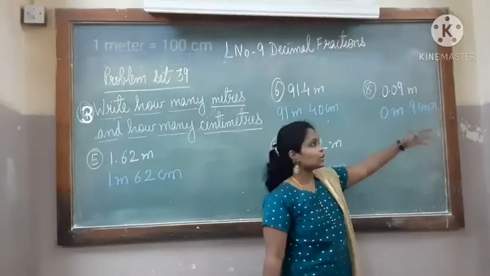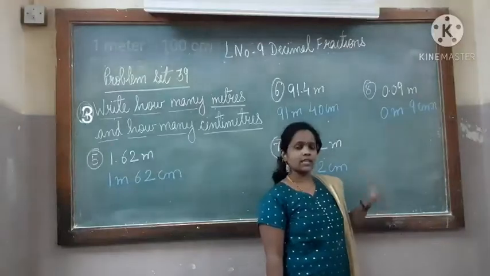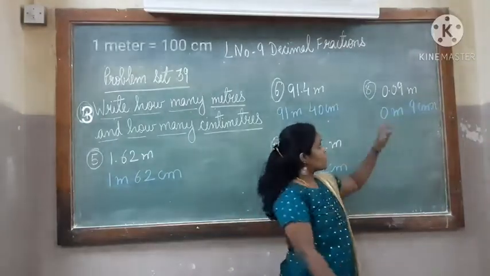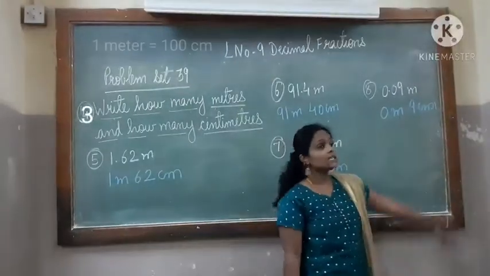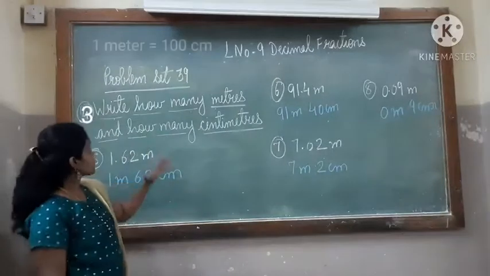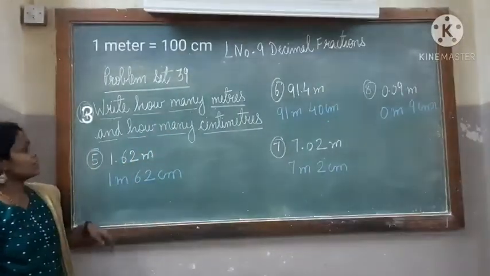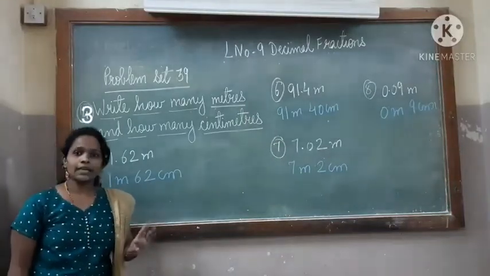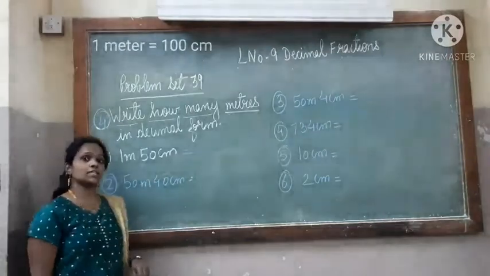If you want, you can write 0.9 centimeter. The answer is correct because here the 0 has no value. So the answer is 0 meter 9 centimeter. So in question number 4, write how many meters and how many centimeters. We have learned all the 8 sums. Now let us start. Write how many meters in decimal form.